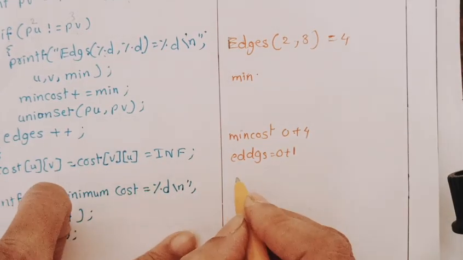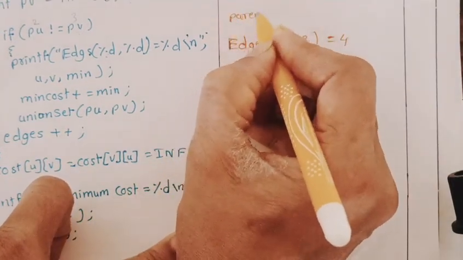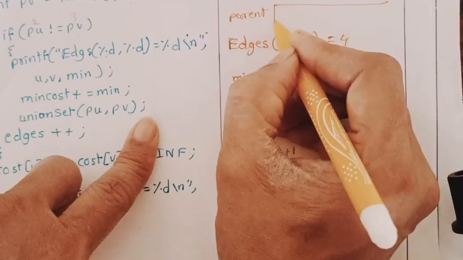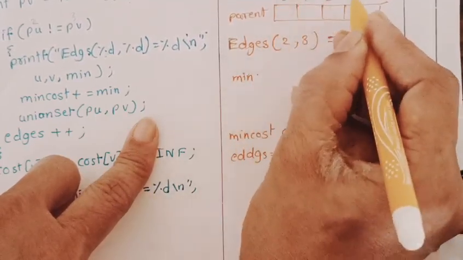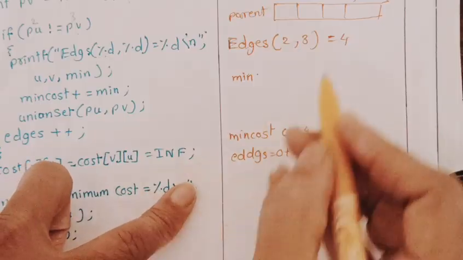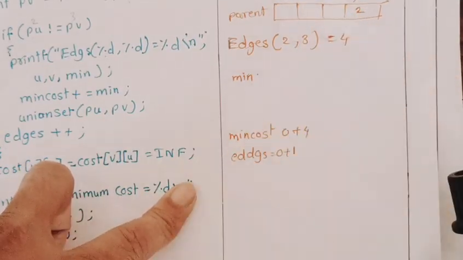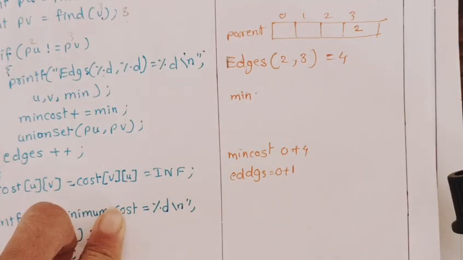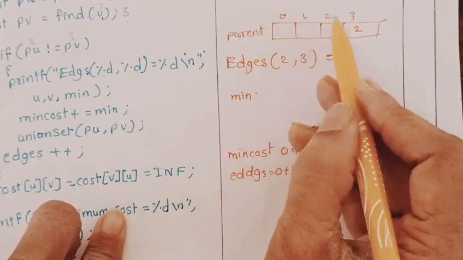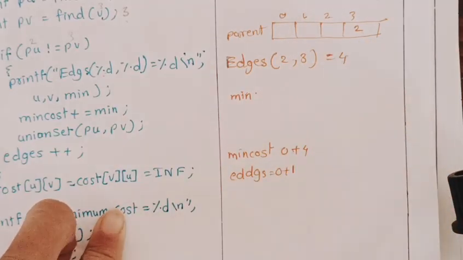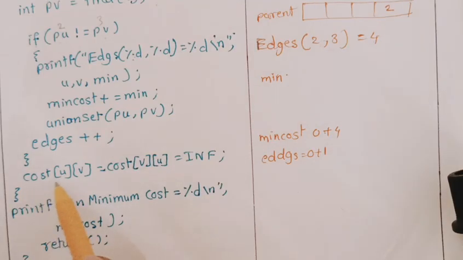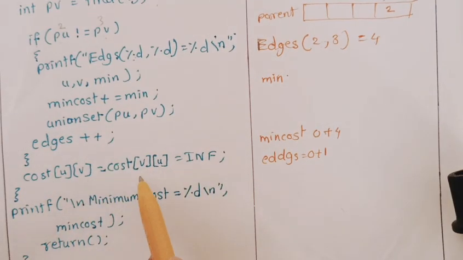So we will take one parent array: 0, 1, 2, 3. This one is the 0 node, then 1, 2, 3 vertices. So parent of 3 is 2, we are putting. After that, we are removing the value from the matrix here.